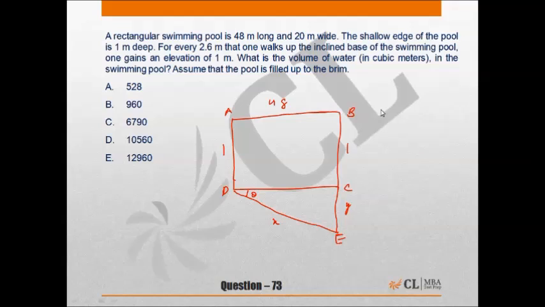Here it is given that a rectangular swimming pool is 48-meter long and 20-meter wide. The shallow edge of the pool is 1 meter deep. For every 2.6 meter that one walks up the inclined base of the swimming pool, one gains an elevation of 1 meter. What is the volume of water in the swimming pool? Assume that the pool is filled up to the brim. The cross-sectional view of the pool would look like as shown in the diagram.